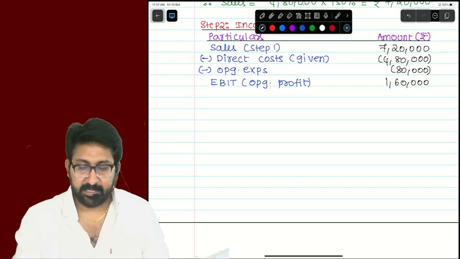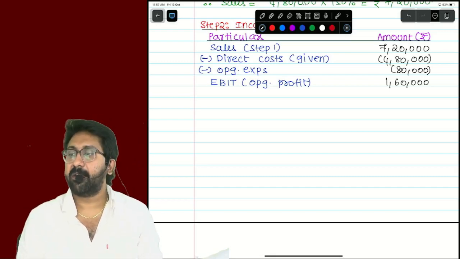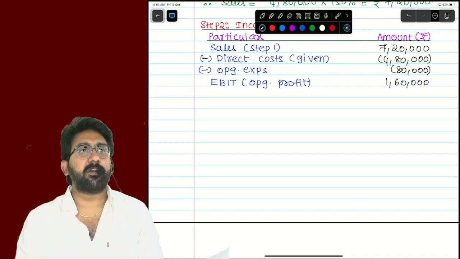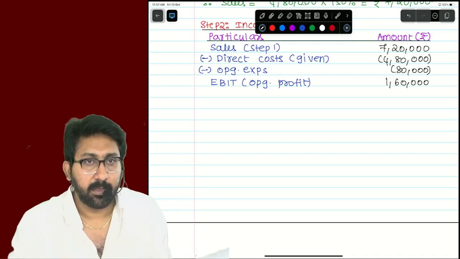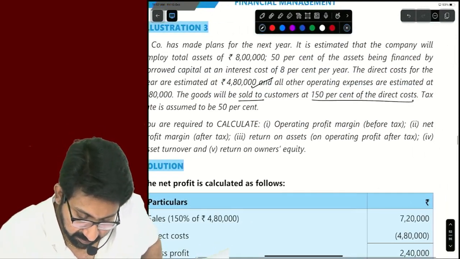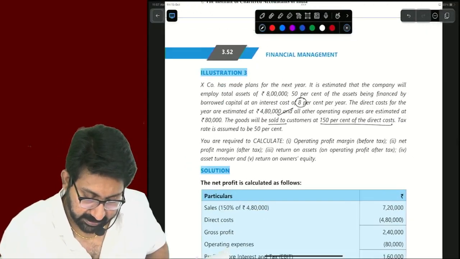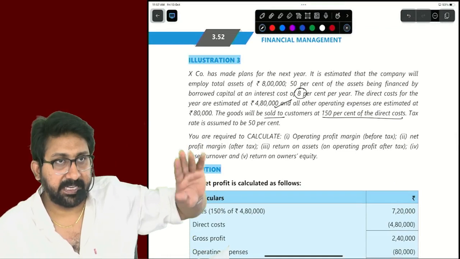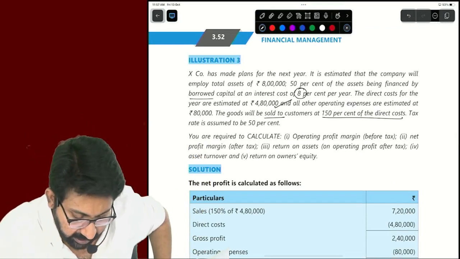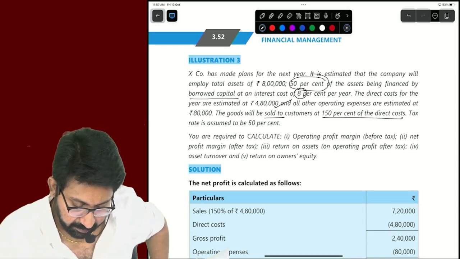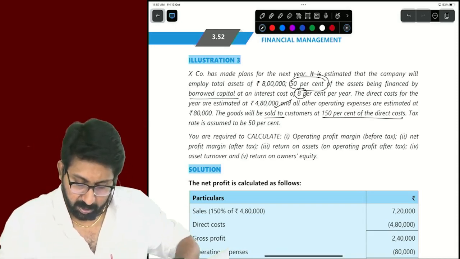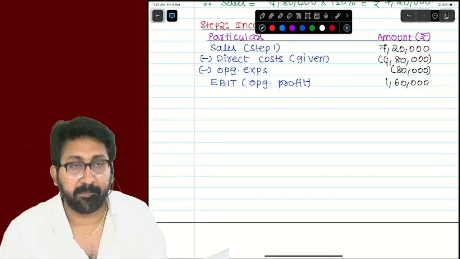Okay. So this is EBT, EBIT. From this, what we need to reduce? Interest. In the question, interest is given or not given? Given. Interest percentage they have given, if you see. How much? 8%. So tell me, in the total capital, borrowed capital will be how much percent? 50%. Okay. Now tell me, how to calculate the total capital here?